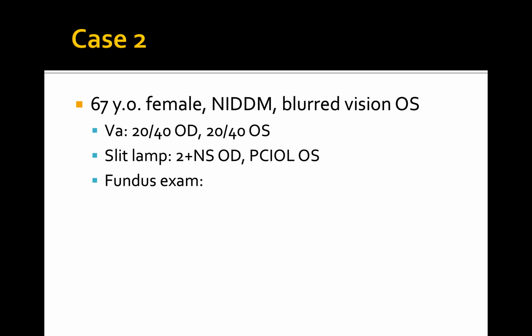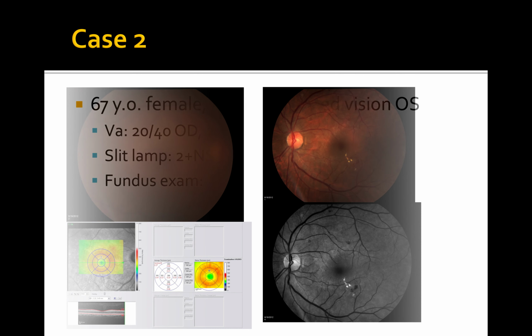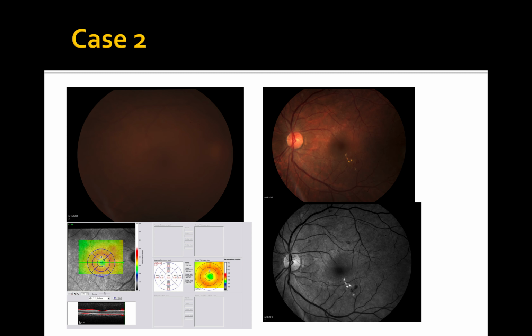This is a 67-year-old female with type 2 diabetes, noted some blurred vision on the left eye. She's pseudophakic in that left eye, and when you look back there, you see the right eye, the view is not so clear due to the cataract. The OCT on the right eye looks normal. However, the left eye, you see small areas of exudation just infratemporal to the fovea, some dot blot hemorrhages in the periphery.